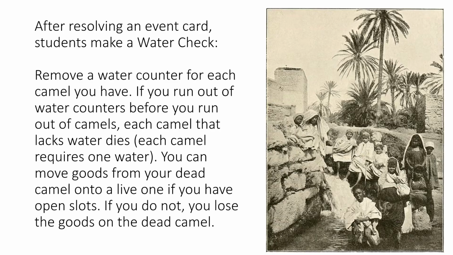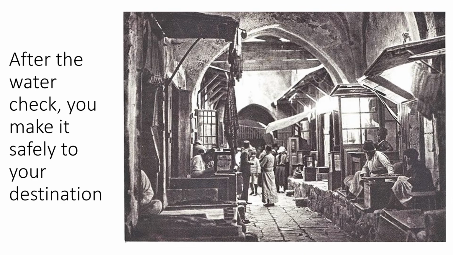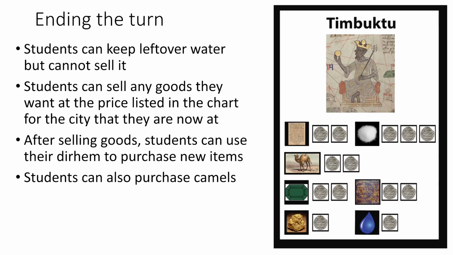Remove a water counter for each camel you have. If you run out of water counters before you run out of camels, each camel that lacks water dies. Each camel requires 1 water. You can move goods from your dead camel onto a live one if you have open slots. If you do not, you lose the goods on the dead camel. After the water check, you make it safely to your destination. We have now gone through a complete turn.